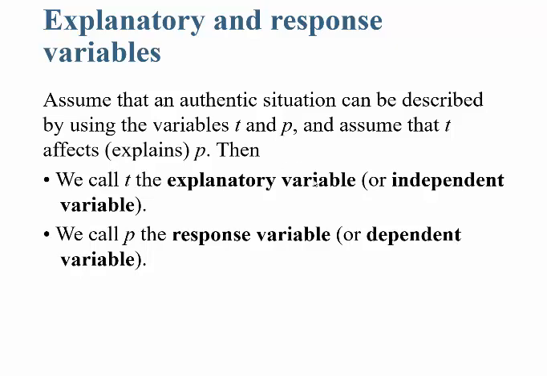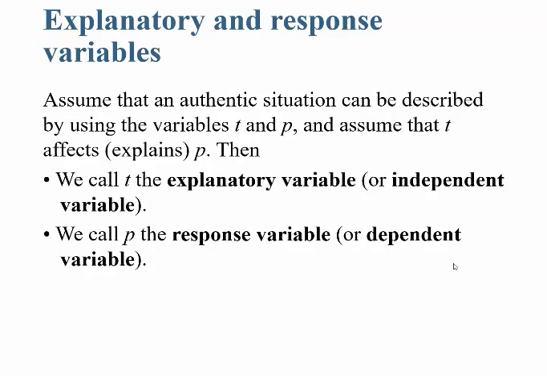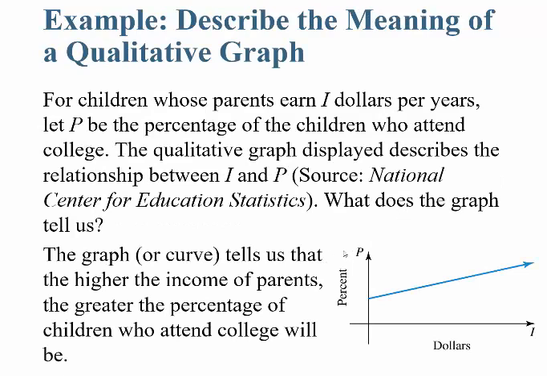So something called an explanatory and a response. Looking at this relationship here, I think the income explains the percentage of people who go to college. So that means I would be the explanatory or independent variable, and P would be the response variable or the dependent variable. So explanatory explains, so the P responds to it. So this is my response variable or dependent variable P.